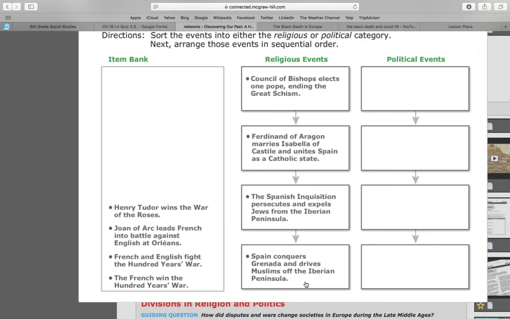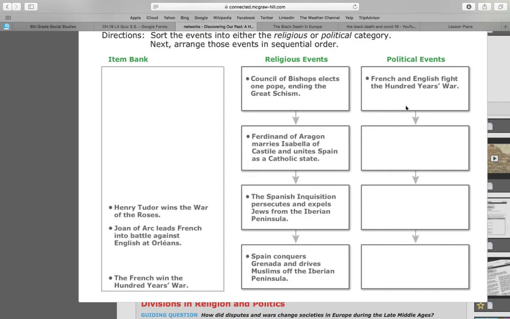All right, finally, Spain conquers Granada and drives Muslims off the Iberian Peninsula. So they pretty much did the same thing to the Muslims and tell them, you can't stay here. You can either convert to Christianity or you must leave, and most of them leave to North Africa.